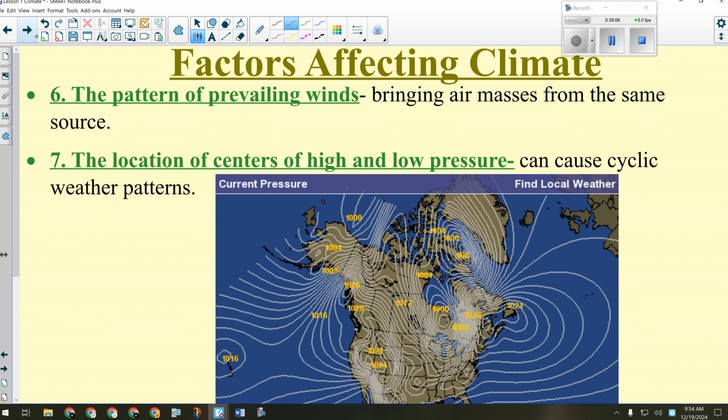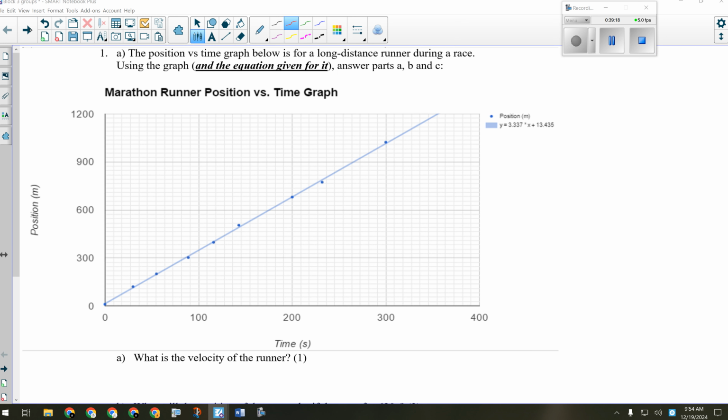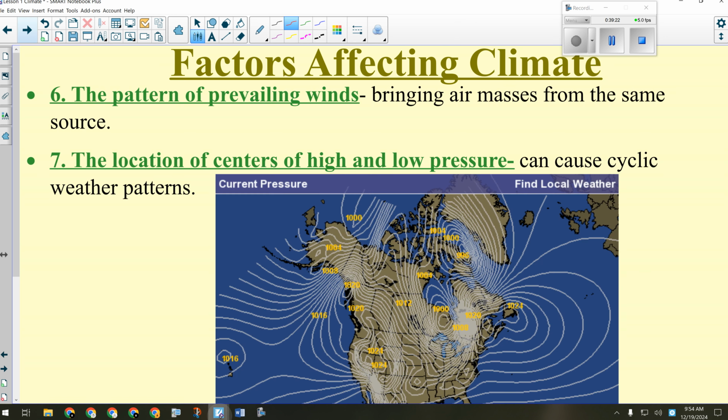And it's also related to the location of high and low pressure. There are some places in the world that are always high pressure and some places in the world that are always low pressure. And if you've got a pressure difference, everything wants to move from high to low. That's the natural movement of things.